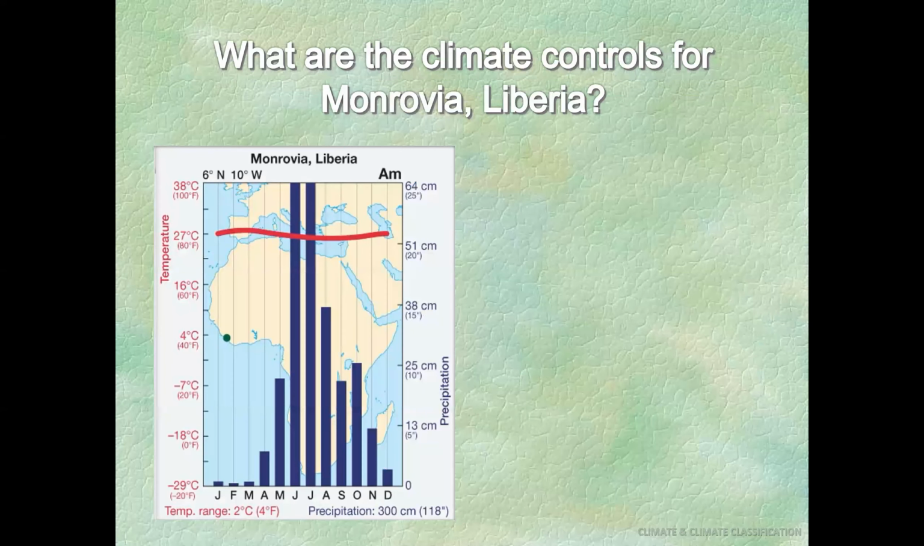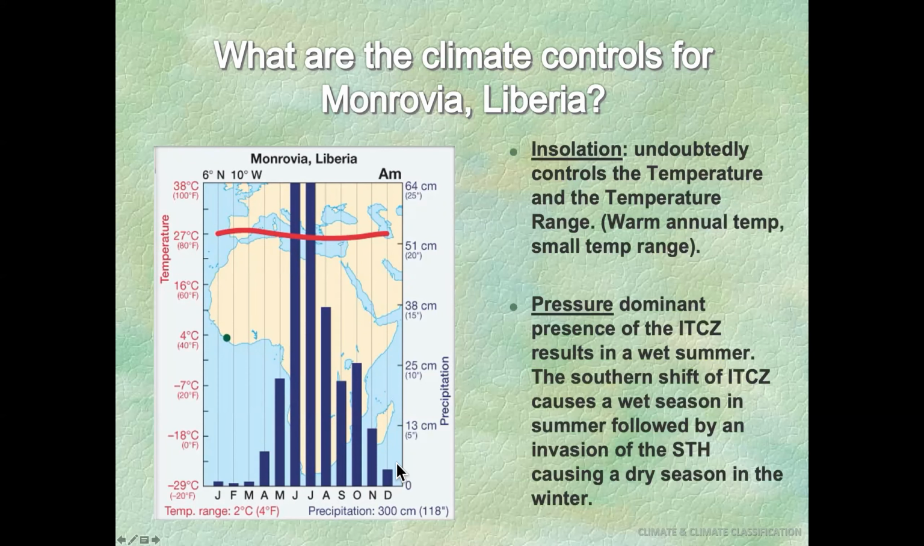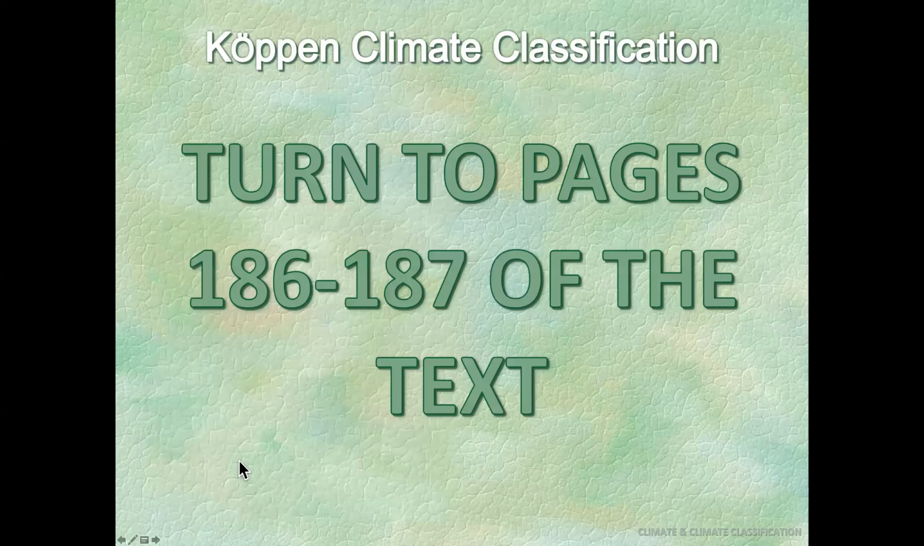Here is a climograph of a city in Africa. It's called Monrovia, and it would be where this dot is found. Notice little precipitation in the winter months, lots in summer, back to very little. So this is a place that is controlled by the energy of the sun, obviously, but also by pressure. As you go from low pressure when it rains a lot, to high pressure when it doesn't.